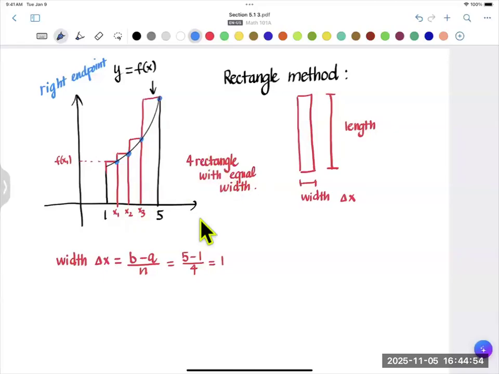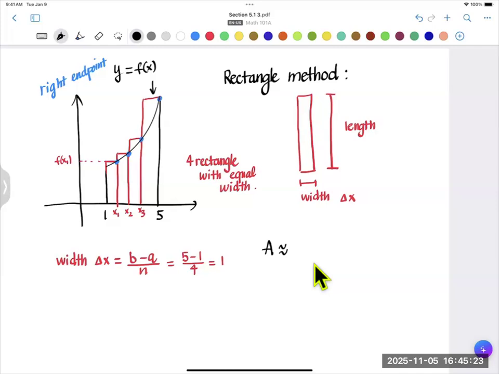So for the right endpoint, we're not going to check the first value. We're going to skip the first value. We check the second, third, fourth, and the fifth one. Okay. So that's going to be my height, so that my area for approximating this region will be the area. We say approximating, so that's why I use the curvy equal sign.